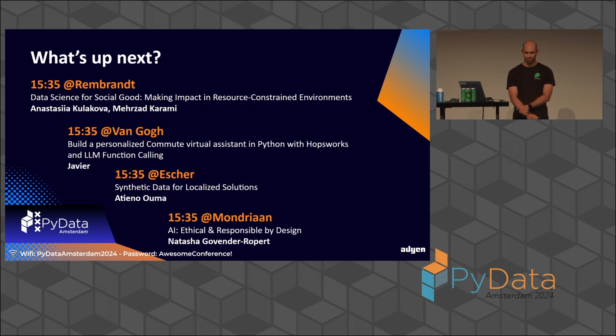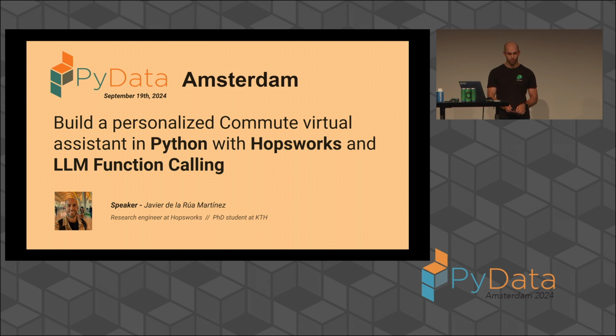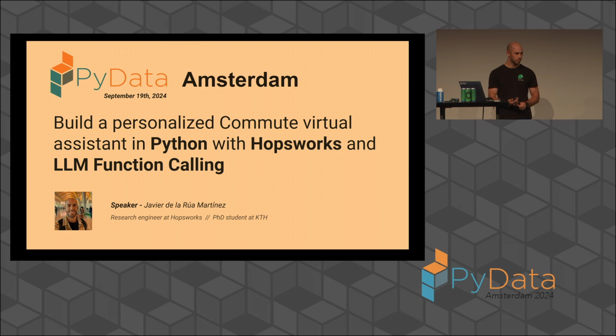Imagine you live in a world where you wake up in the morning and you have to go to PyData. It's a hypothetical scenario. And because it's a change of schedule, your personal assistant comes to you and tells you, based on the real-time train schedule, there's going to be a delay, so you better leave at 8:13 a.m. Now, that personal assistant is pretty cool, and it's nice to have one. So our next speaker, Javier, is going to tell you exactly how you can build your own personalized commute assistant.